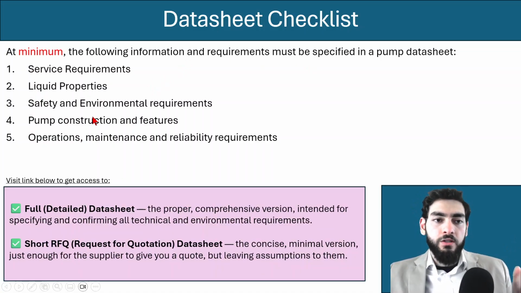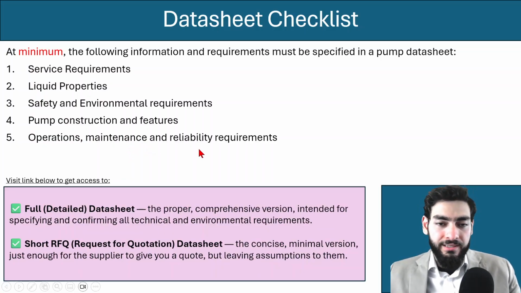And in these data sheets, you must fill in the following specifications, and we're going to go over each one of them. You're going to have to fill in your service requirements, the liquid properties of what you're using in the pump, any safety and environmental requirements, and we're going to look at that in detail just now. Also, any pump construction and features that you require, and operations, maintenance, and reliability requirements. So we're going to look into that.